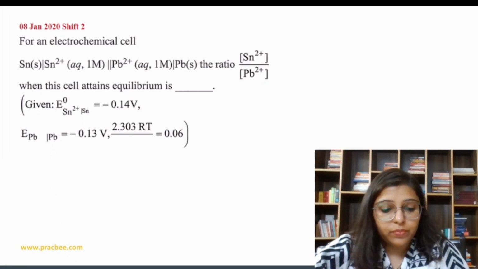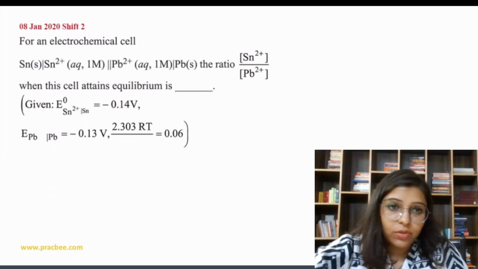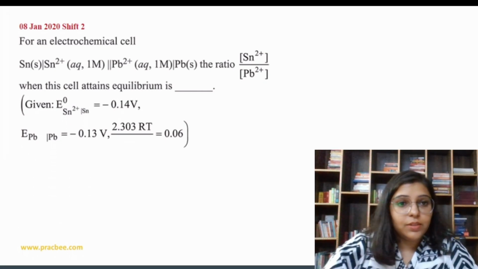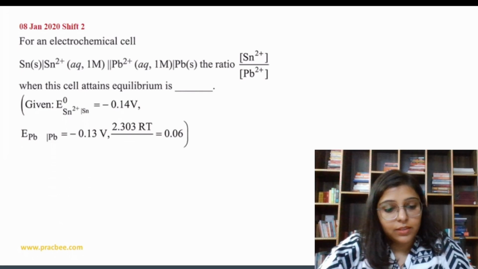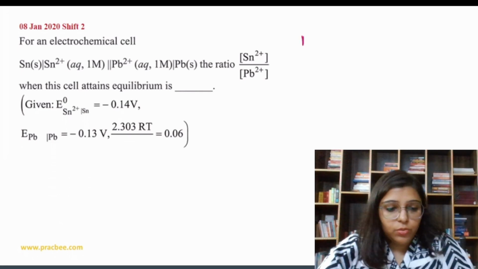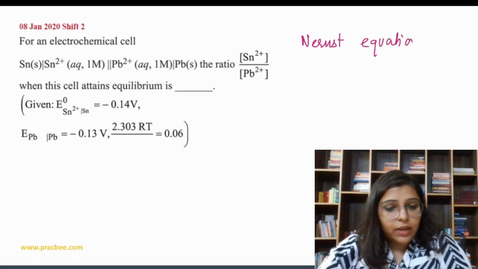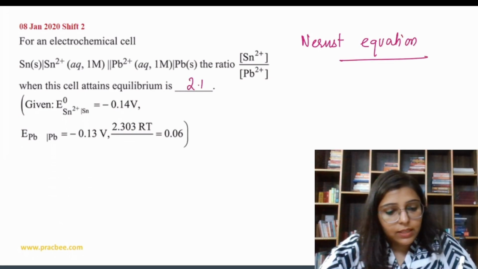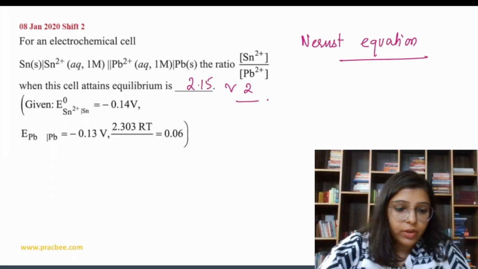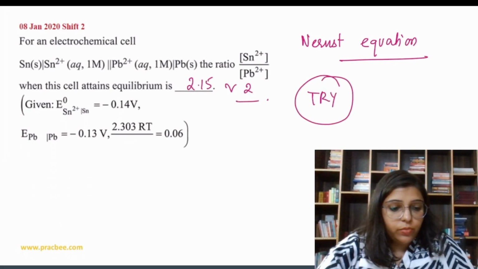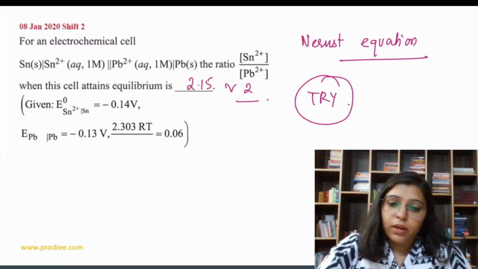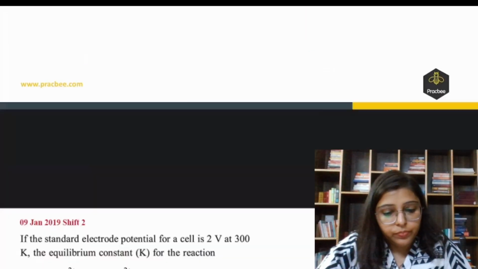See, this question is also based on the Nernst equation, right? So you have to find out the ratio. We have discussed a similar type of question in this lecture only. So use the Nernst equation, and when you solve, you will get the answer as 2.15, which is equivalent to 2. Just try on your own. Now let's do the next question.